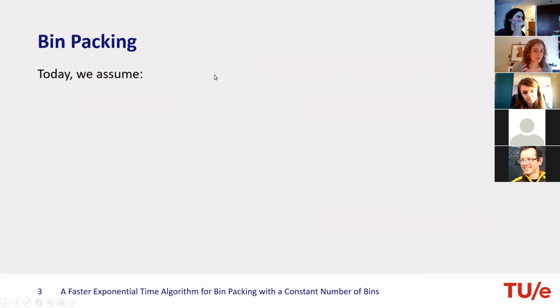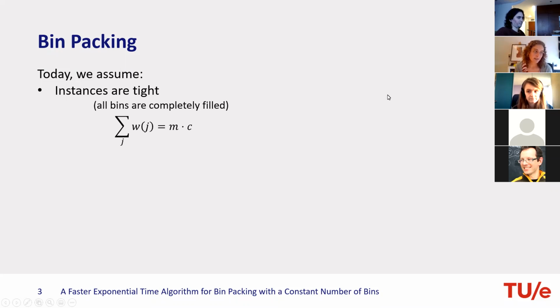Today we're going to assume 2 things, and we need these assumptions to have a presentation that's within 45 minutes. I will explain at the end of this presentation how we can get rid of these assumptions, because it's not entirely clear how you can do that. The first assumption is that the instances are tight. With that I mean that all the bins are completely filled, so the sum of all the weights is exactly equal to all the capacity that we have.